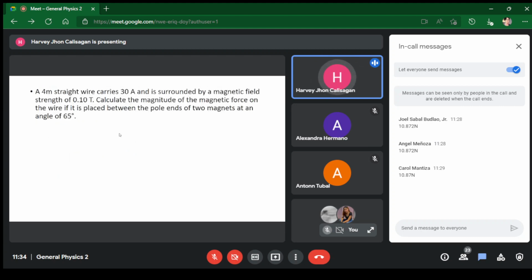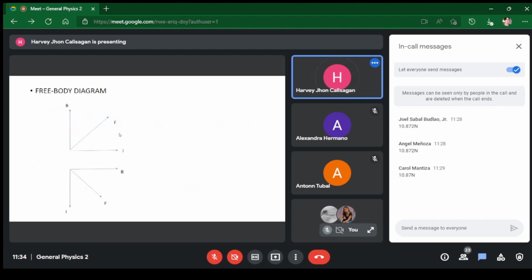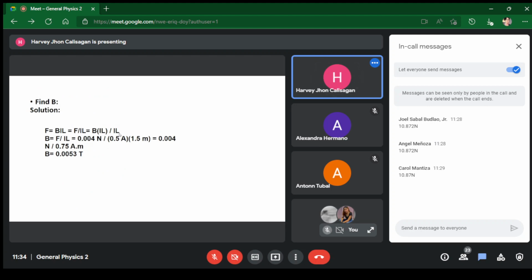Let's go back, Danny. If you get the other unit for the Tesla in this particular formula, first we have the Newton. The Newton is kilogram meter per second squared.